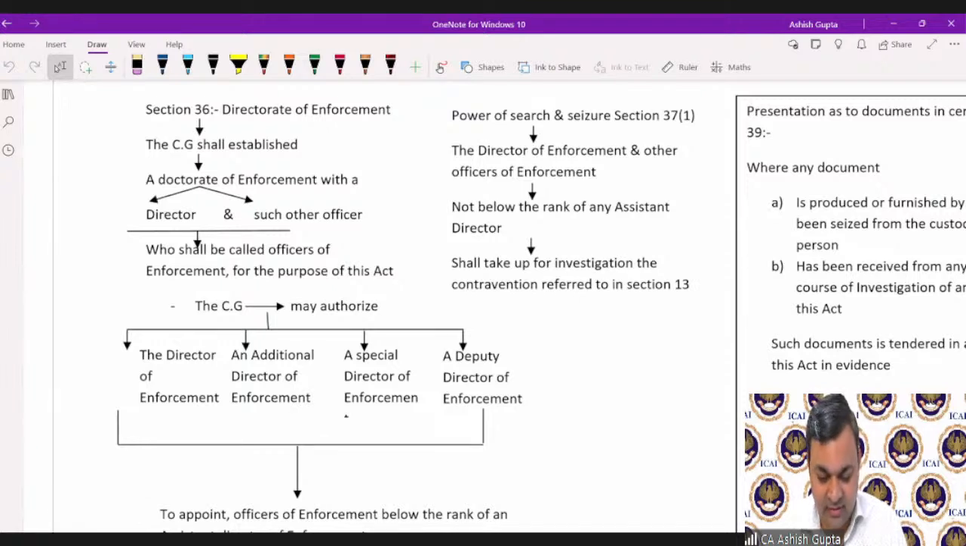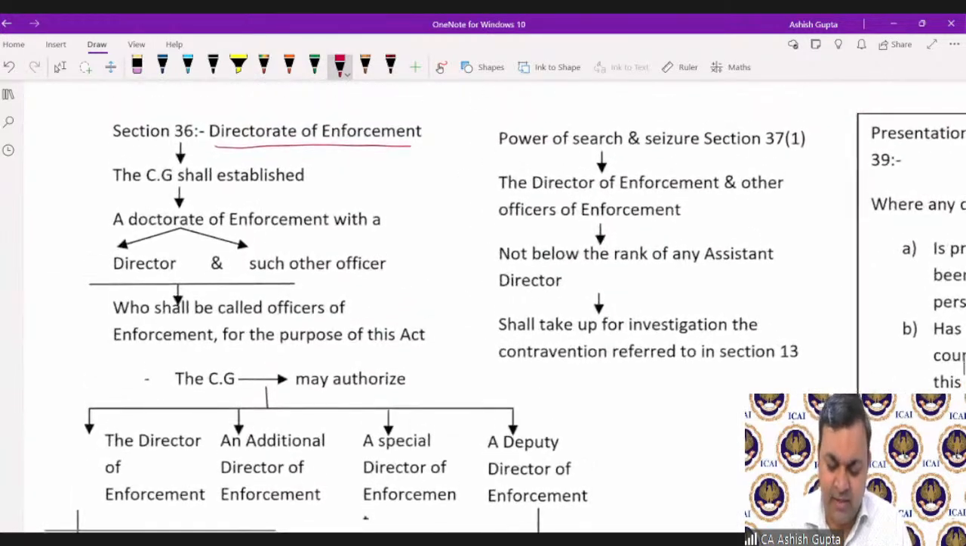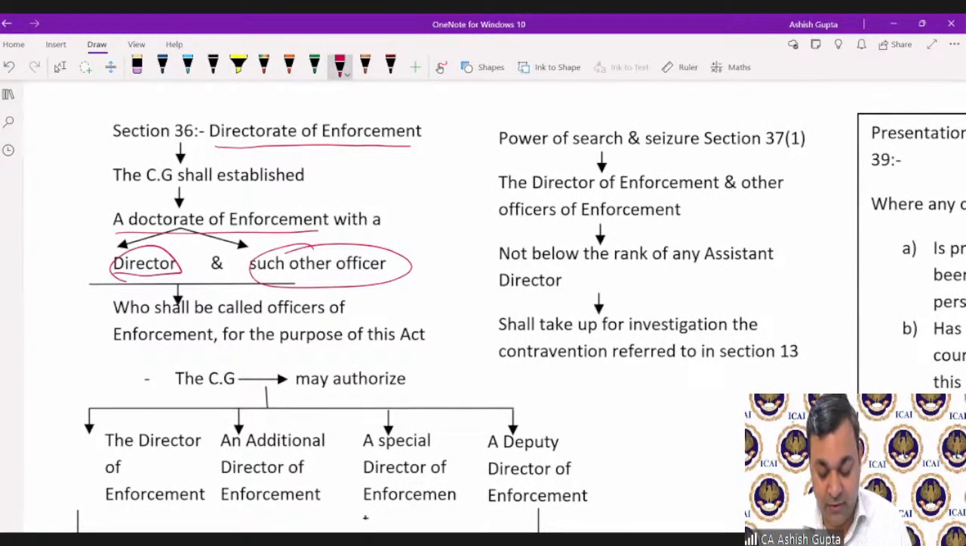So next is section 36, which deals with the Directorate of Enforcement. The central government shall establish a Directorate of Enforcement with a director and such other officers, whom we can call officers of enforcement, for the purpose of this Act.